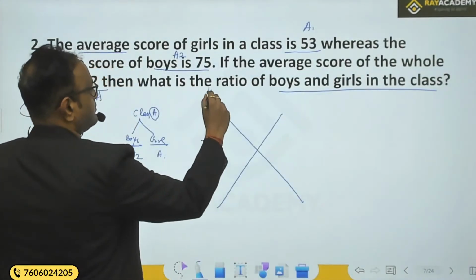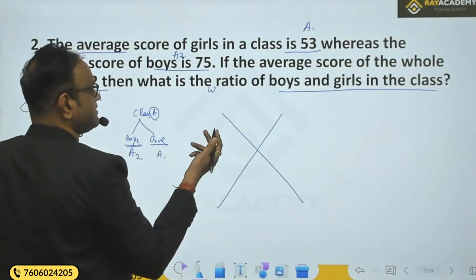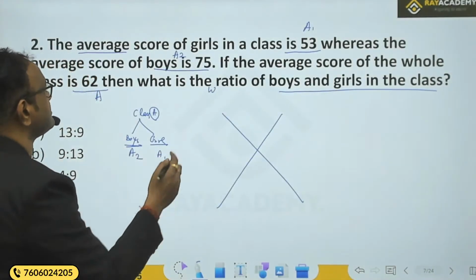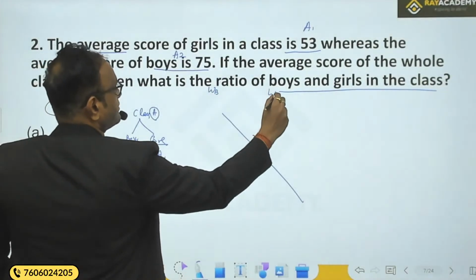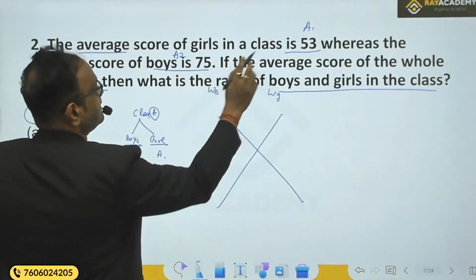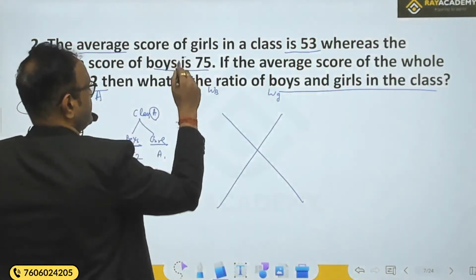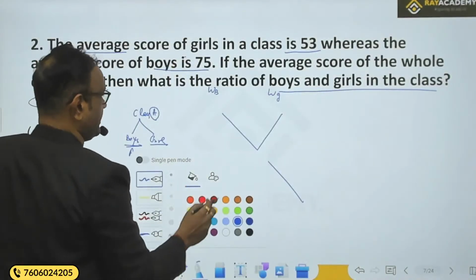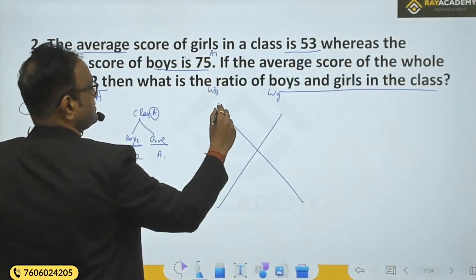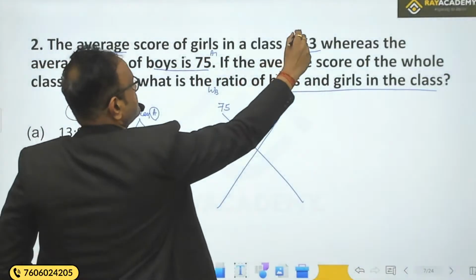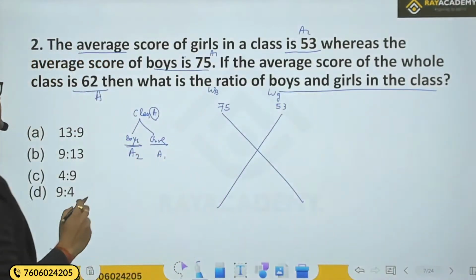As you know, instead of W1 and W2, you can write girls first and then boys. The weightage of boys and weightage of girls, and the average of boys is different, so put it here. The average of boys we have taken as A1, so this is 75 and this is A2. This is 53 and the average is given as 62.